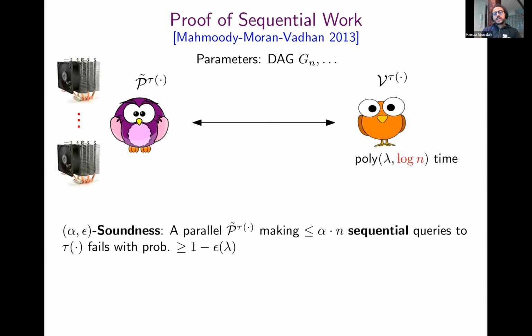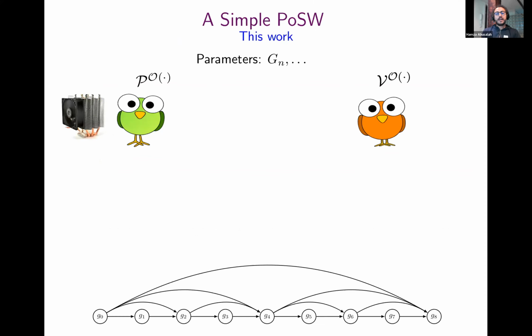The interesting property is soundness. Alpha-epsilon soundness says that even a massively parallel malicious prover that makes only an alpha fraction of sequential queries, for alpha between 0 and 1, will make the verifier fail with a very large probability, 1 minus epsilon. So parallelism does not help a malicious prover in convincing the verifier unless it actually did the sequential work that it was supposed to do. Okay, so this is intuitively what the notion of sequentiality is.